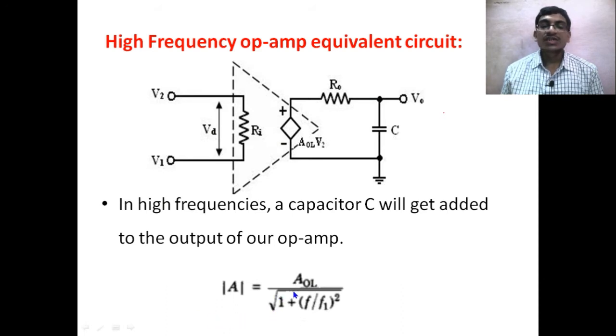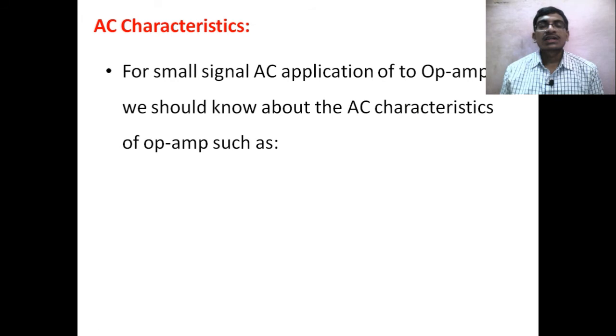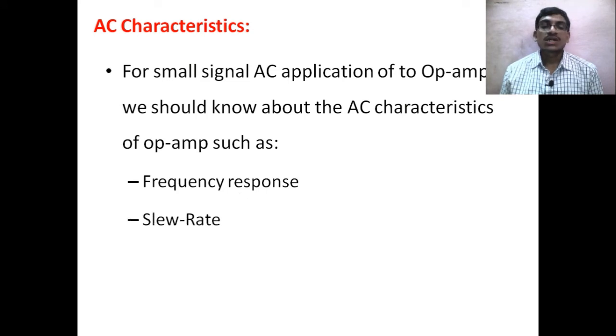So in this equation, you can observe the square root of 1 plus (F by FL) whole square. Here F is the frequency applied, the operating frequency of our operational amplifier. So this R and C form a low pass filter now, and then the gain depends upon the frequency. Let us see the AC characteristics of our operational amplifier. For small signal AC application to the op-amp, we should know about the AC characteristics of the op-amp such as the frequency response, slew rate.